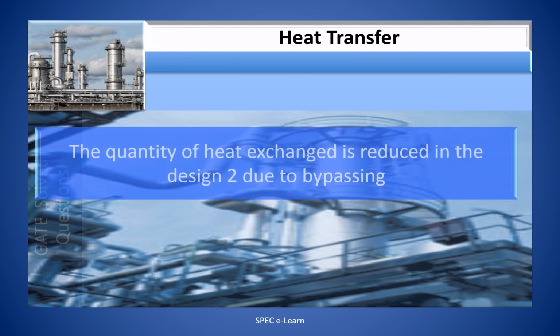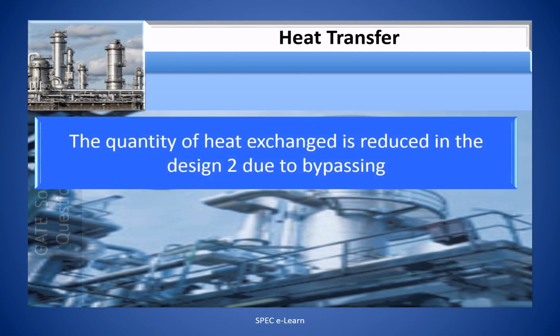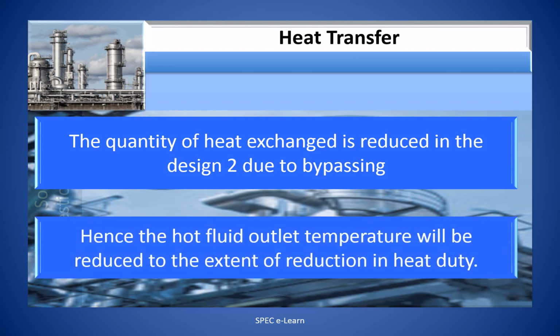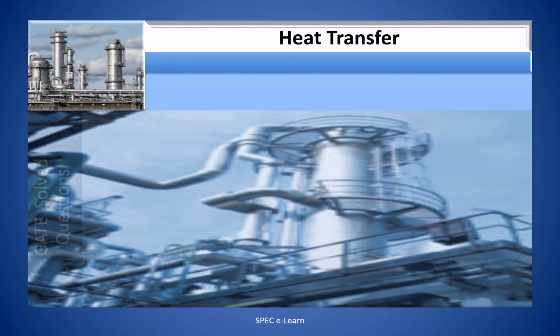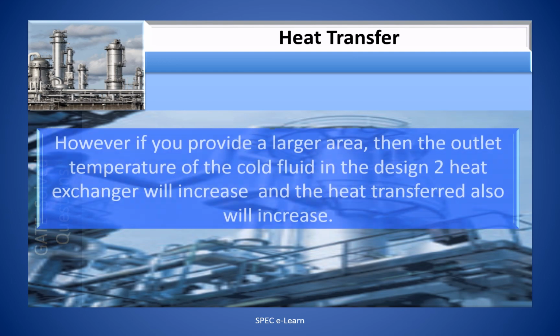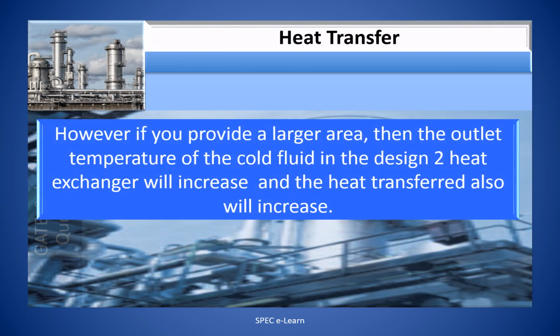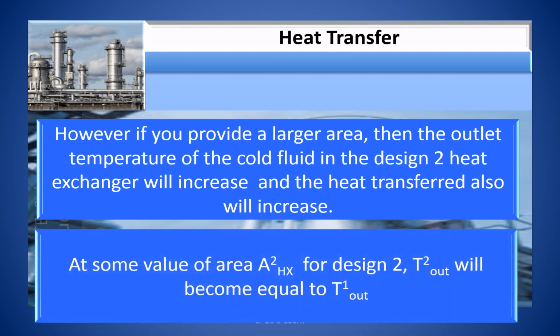The quantity of heat exchanged is reduced in the design 2 due to bypassing. Hence, the hot fluid outlet temperature will be reduced to the extent of reduction in heat duty. However, if you provide a larger area, then the outlet temperature of the cold fluid in the design 2 heat exchanger will increase and the heat transfer also will increase. At some value of area A2HX for the design 2, T2 out will become equal to T1 out.